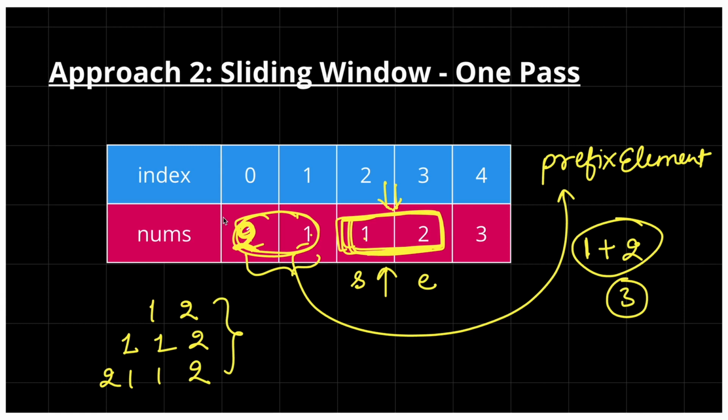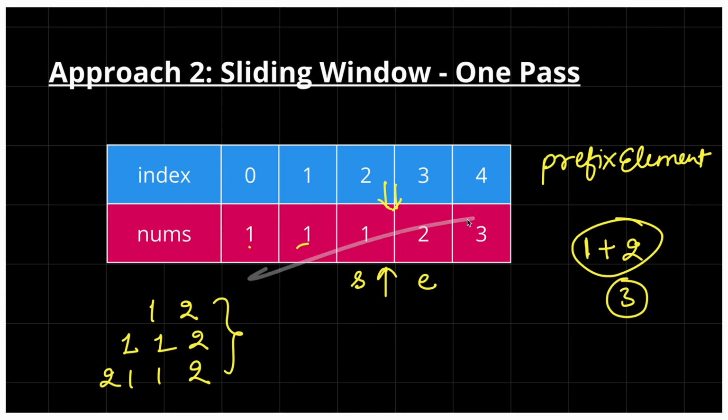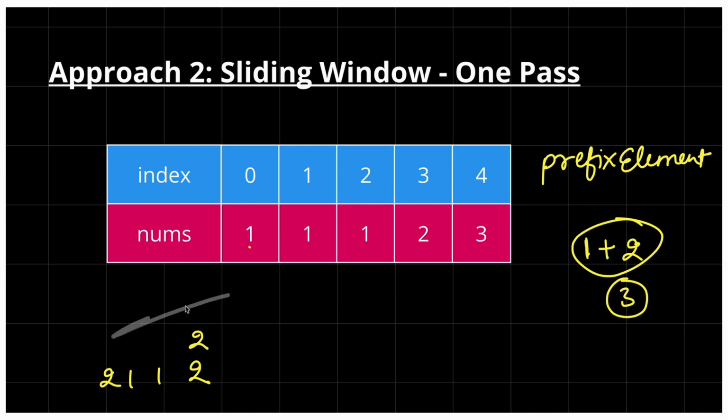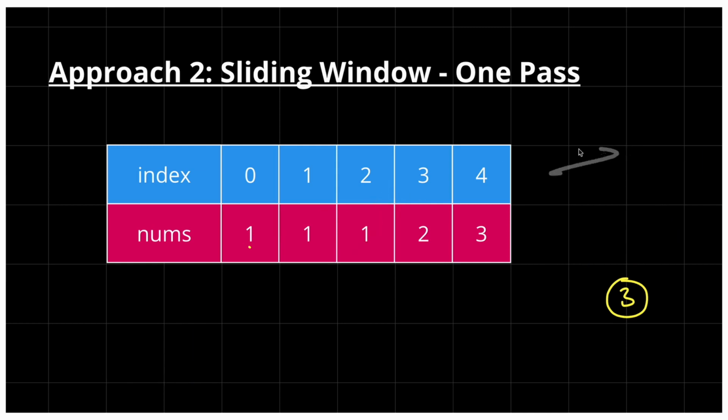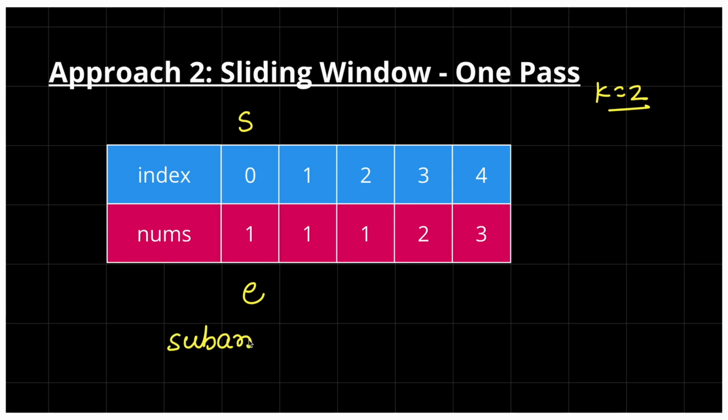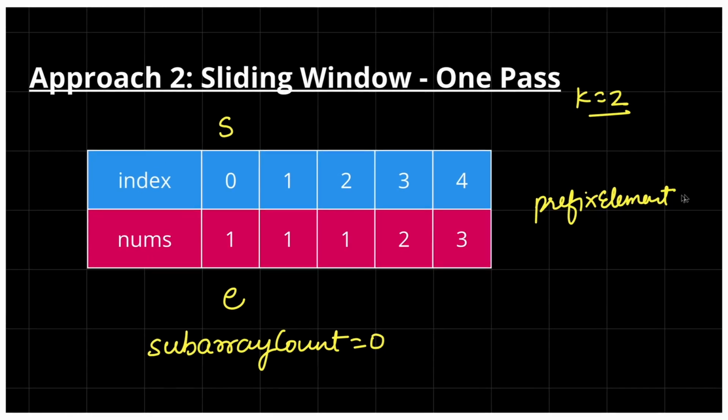So I hope you have understood what we'll be doing. Now let me make it clear how we will be doing it, because this is also very simple. So let's take S and E, and now K is 2 over here. Just don't forget this. So I will take one element, subarray count, which is initially set to 0, and I will be taking a variable which is prefix element, this is also initially 0.